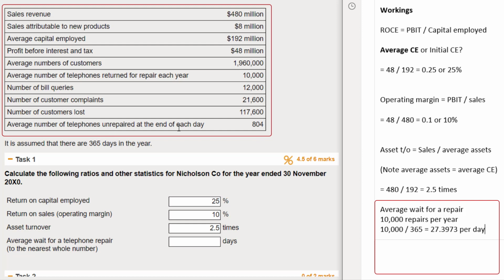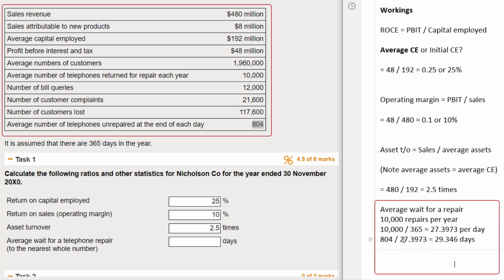And how many are unrepaired at the end of each day? And there are 804 unrepaired on average at the end of each day. So I can work out how many days it takes to build up to that number of 804. So that's 29.346 days. So if you think about it as a kind of timeline of what's happening, each day, just over 27 phones come in. And on average, I've got 804 phones in the storeroom waiting to be repaired. How many days must it take for that 804 phones to build up?